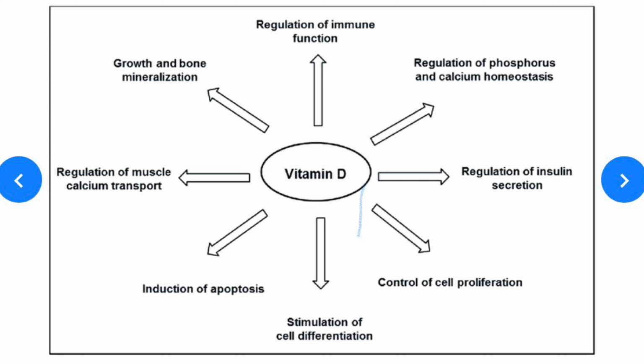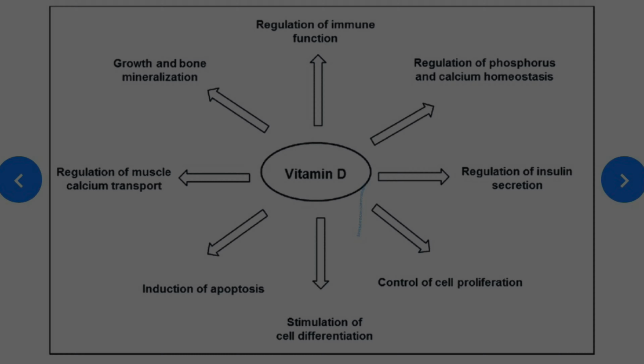Besides calcium and phosphorus homeostasis, vitamin D plays an important role in regulation of immune functions, regulation of insulin secretion, control of cell proliferation, cell differentiation, growth, induction of apoptosis, and bone mineralization.